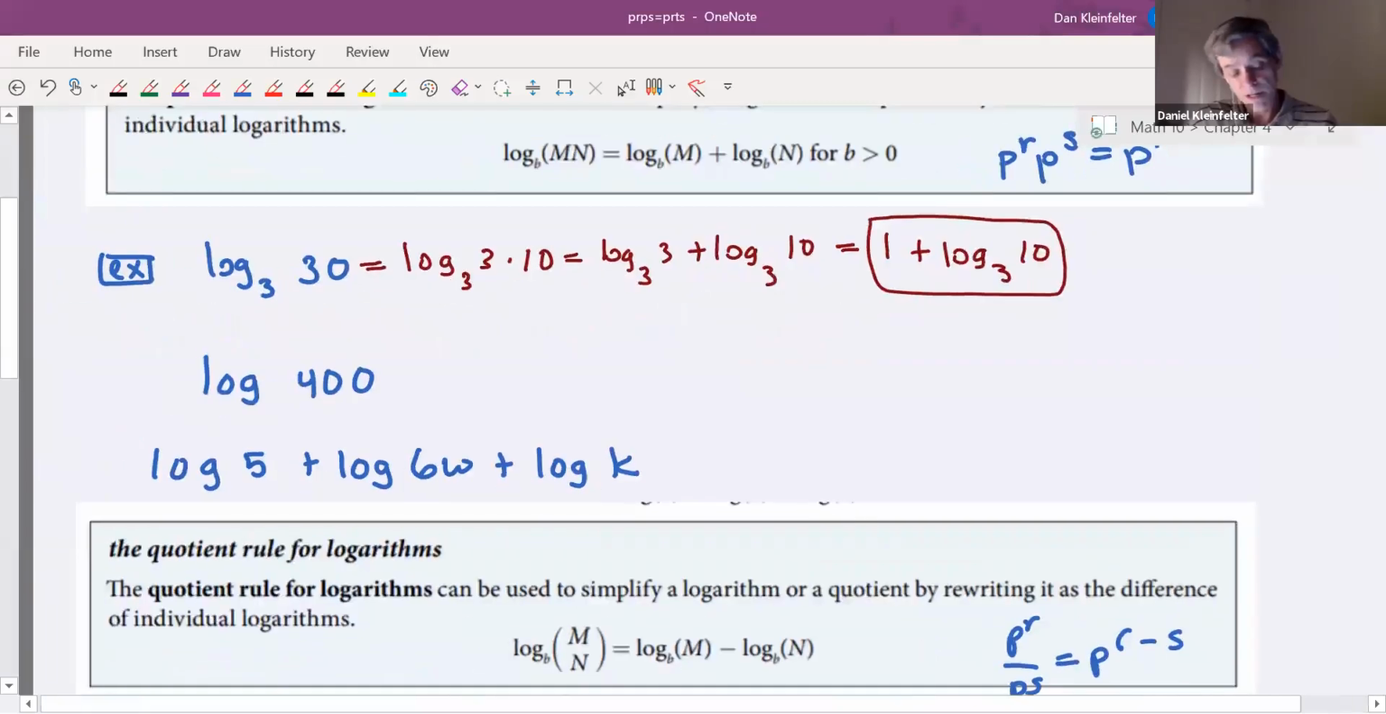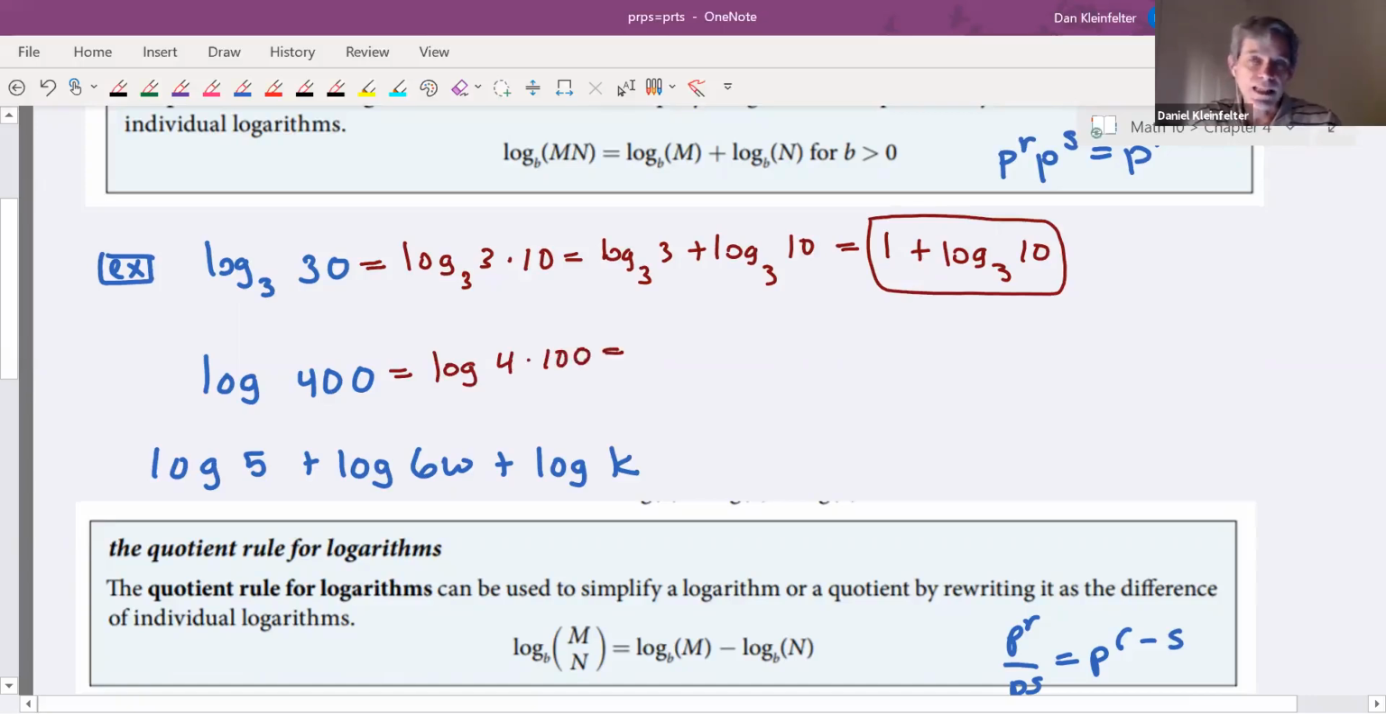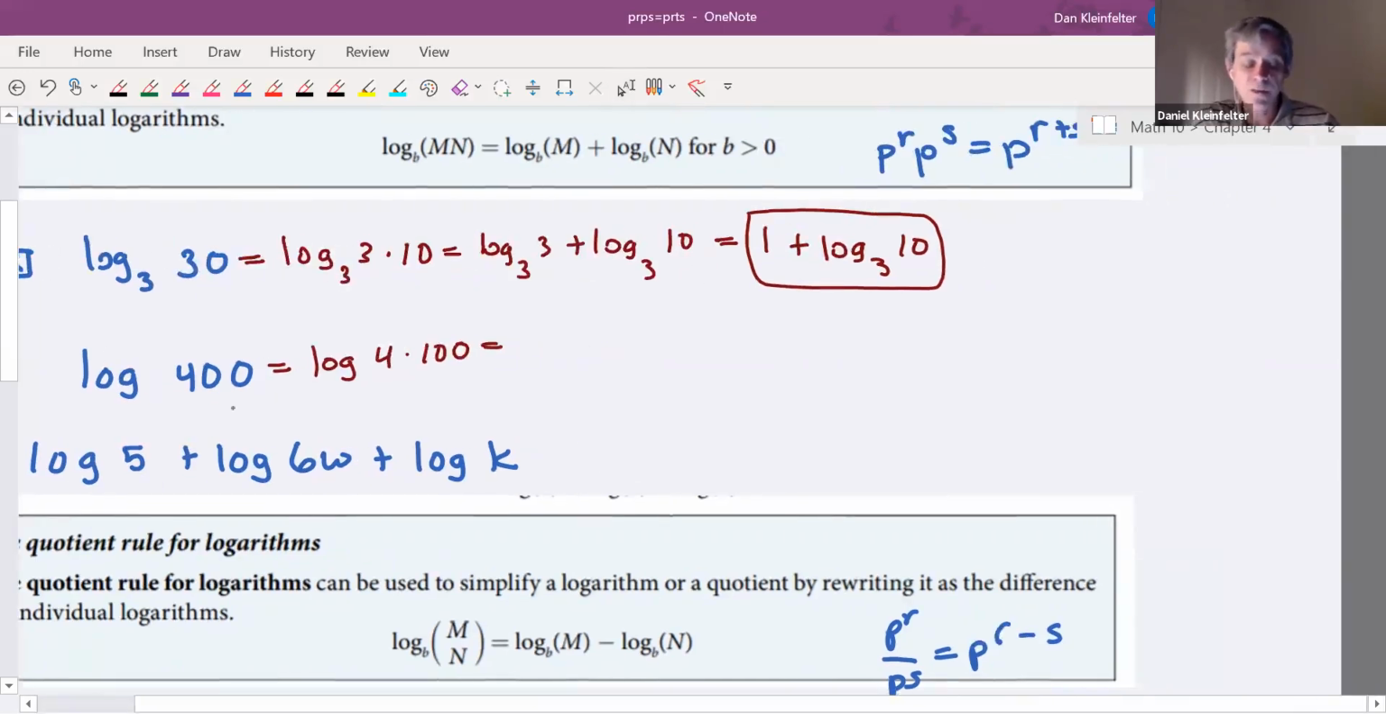Okay. We have 2 more. The common logarithm of 400, I would look at that as the common logarithm of 4 times 100. Of course, you could look at this as 8 times 25 or a whole bunch of different ways of factoring it. But I know that this is the base 10 logarithm, and I know that 100 is 10 squared. So that's why I'm factoring a power of 10 out of that.